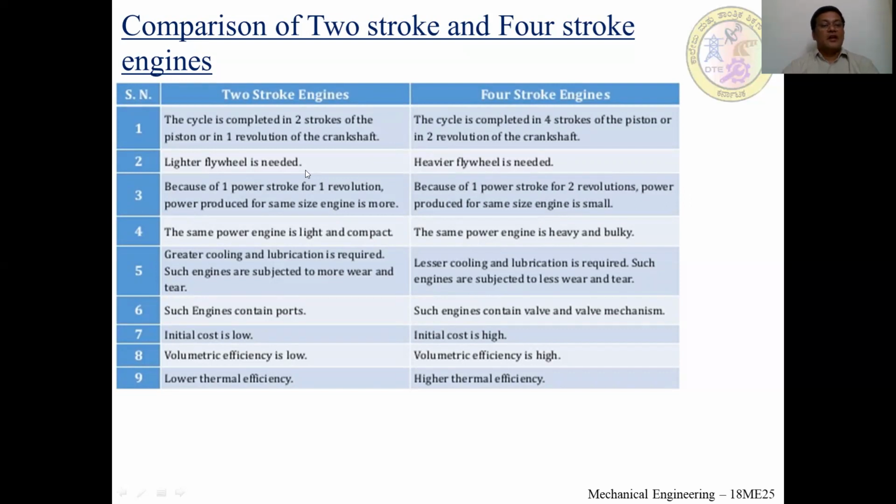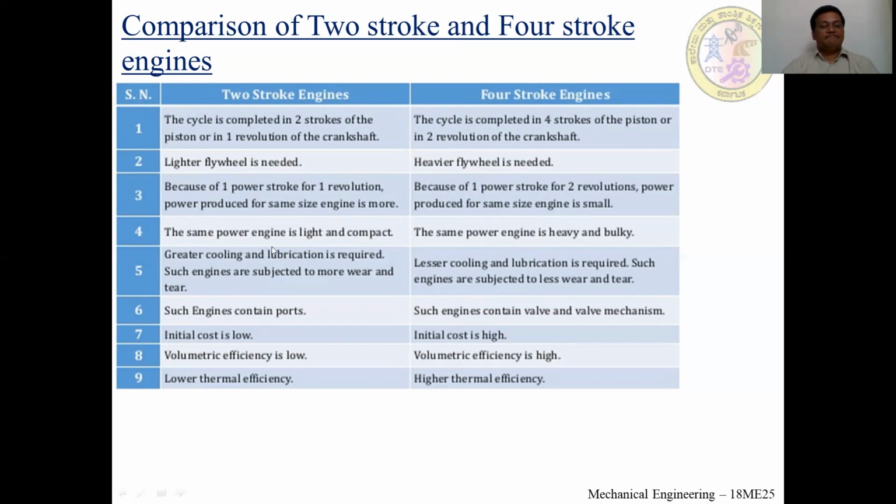The second difference is that 2-stroke engines have a lighter flywheel, whereas 4-stroke engines have a heavier flywheel. The third difference is that a 2-stroke engine normally has 1 power stroke per revolution, so the power production is more compared to the 4-stroke engine. In a 4-stroke engine, there is 1 power stroke per 2 revolutions, so the power produced is smaller compared to the 2-stroke engine.